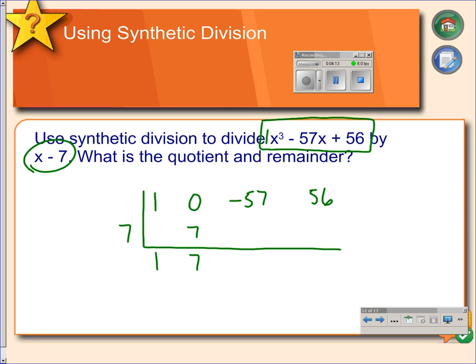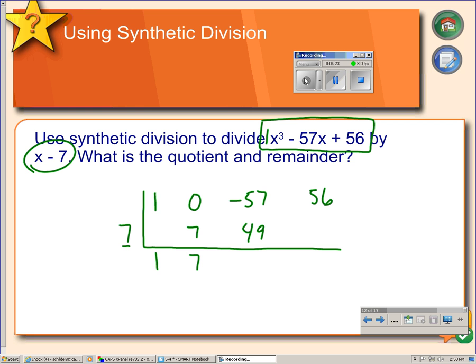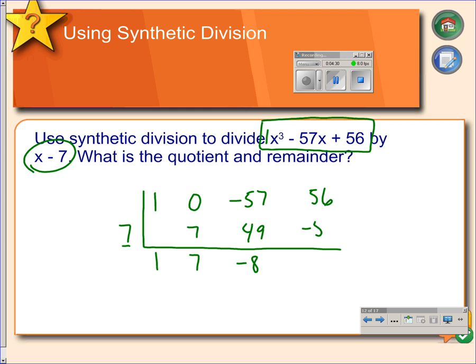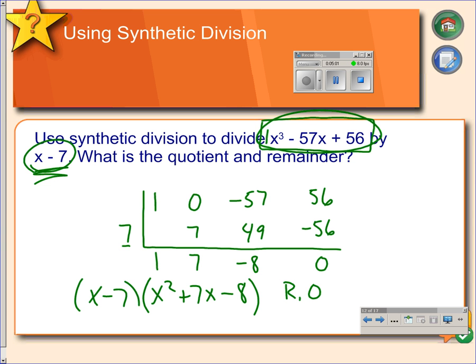Then I multiply the number outside times our divisor here. That gives me 49. And then I add 49 and negative 57. That gives me negative 8. Multiplying negative 8 times 7, I get negative 56. Adding the column, I get 0. So the quotient is x squared plus 7x minus 8. The remainder is 0. Since the remainder is 0, I know that x squared plus 7x minus 8 is a factor of our original polynomial. And that also means that x plus 7 is a factor of that polynomial. So we could say, there it is in factored form.